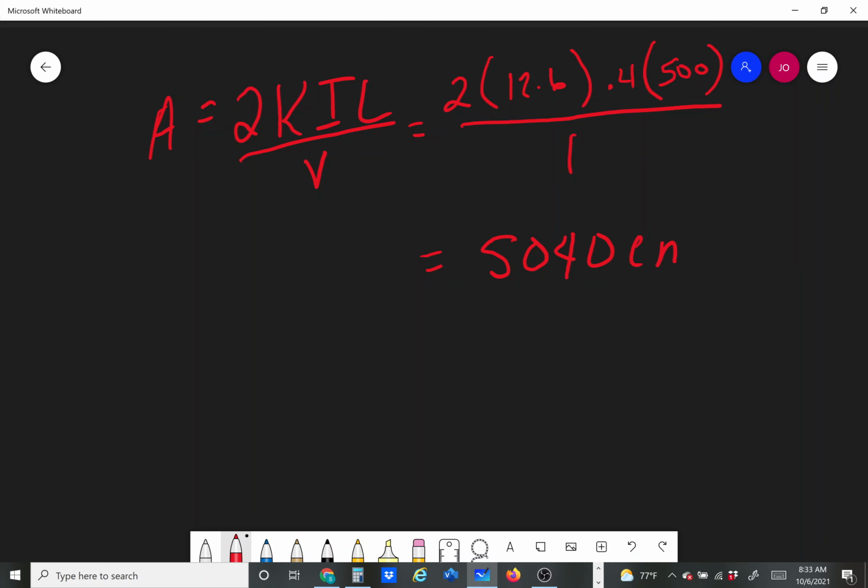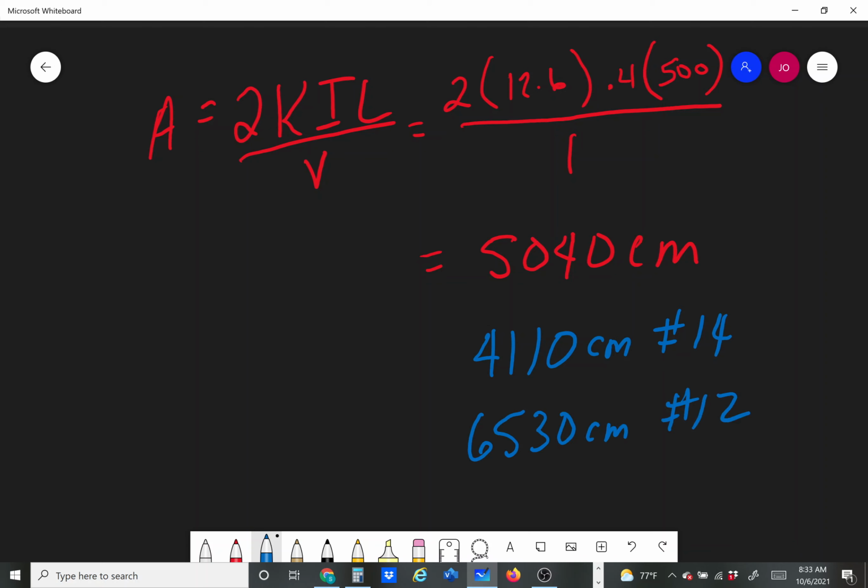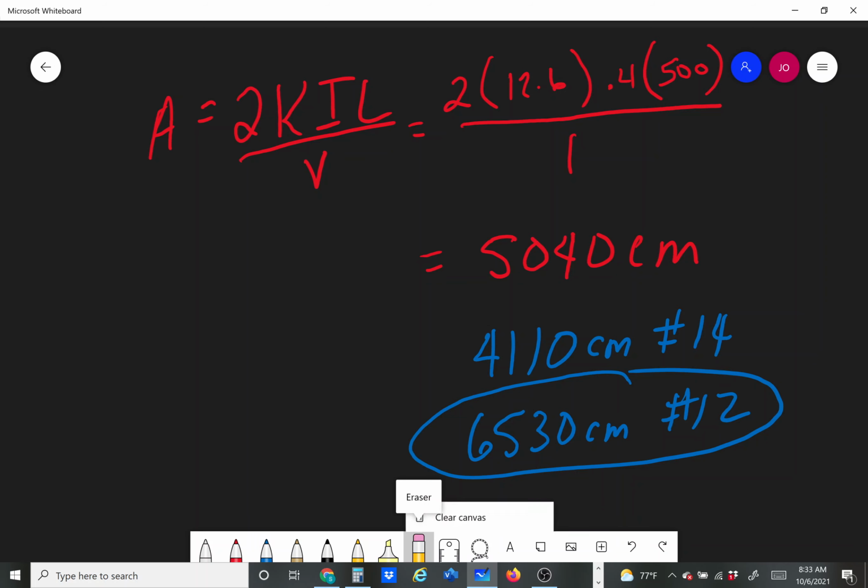5,040 circular mil is not a wire size, obviously. If we go to Chapter 9, Table 8, we will see that 4,110 circular mil is a number 14. 6,530 circular mil is a number 12. So if that were asking for an actual wire size, we would have to use a number 12. Okay. And that is number 3. Again, that was tricky because they told us that voltage drop was allowed to be up to 1 volt. It was more than the actual 3% that the code recommends.